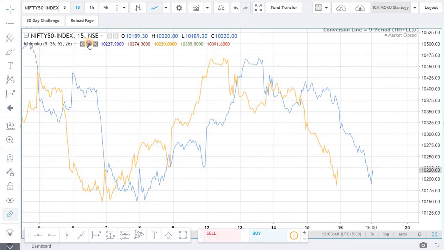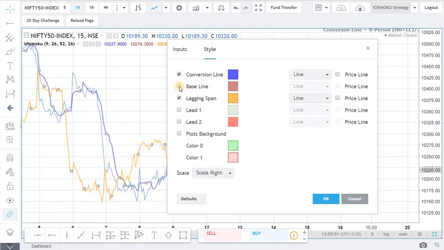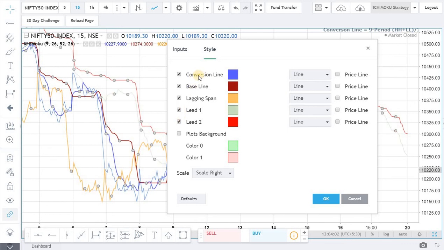Fair. So now we have the conversion line, 9 period MA, baseline 26 period MA. You have your span B, which is your 52 period moving average, and you have your span A, which is nothing but your average of conversion and baseline. Then you have your lagging line. These are your 5 indicators. Now the cloud over here is only to help you understand which one your span A and span B are. And because we have 5 moving averages, sometimes it's very easy to confuse one from the other.